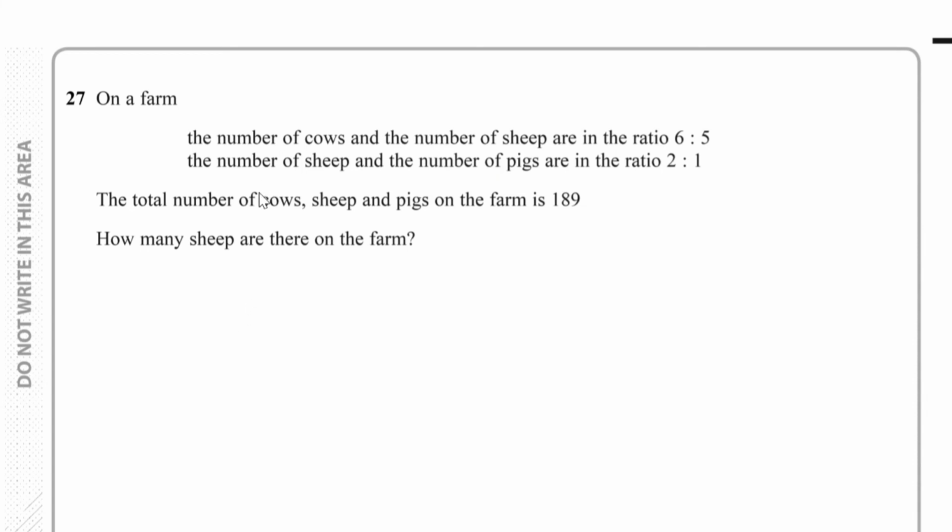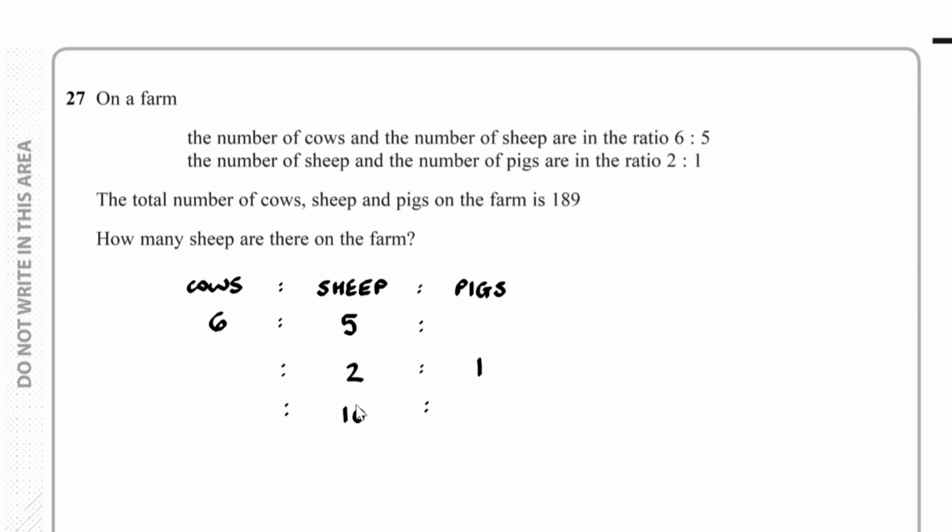Well, what I need to find to begin with is the ratio cows to sheep to pigs. Now I've got the ratio of cows to sheep being 6:5, and I know that the ratio of sheep to pigs is 2:1. Now what I want is the sheep to be the same. Well, I can have 10 over here because 5 and 2 are both factors of 10.